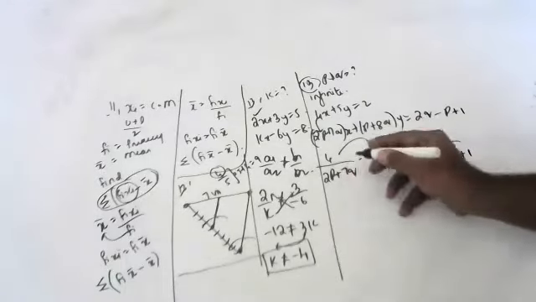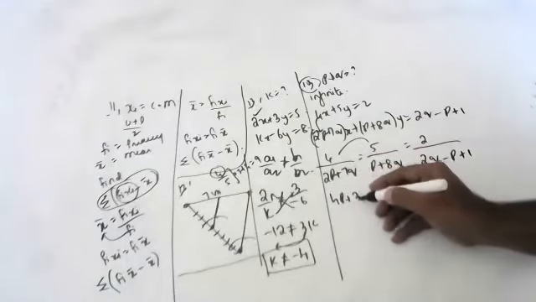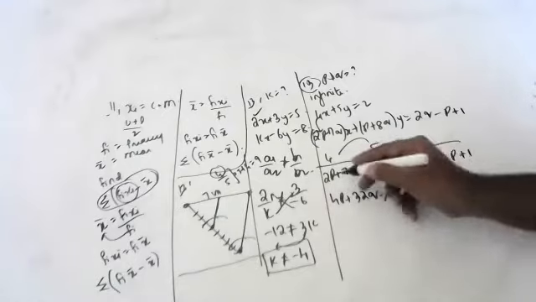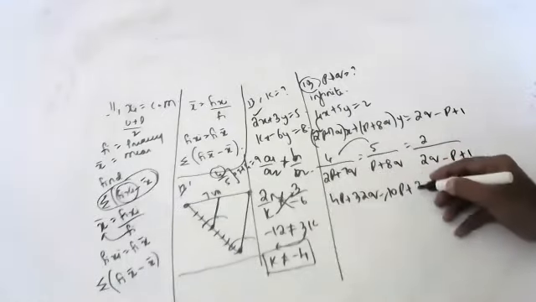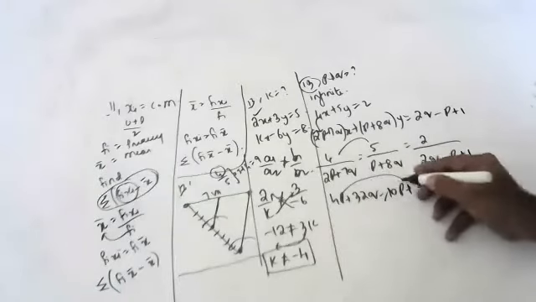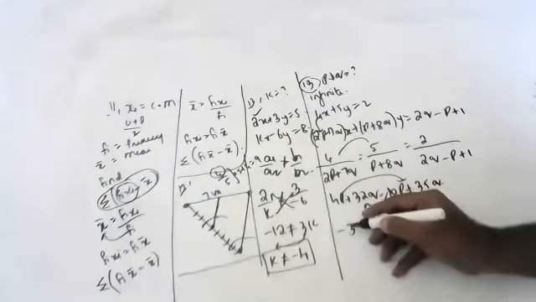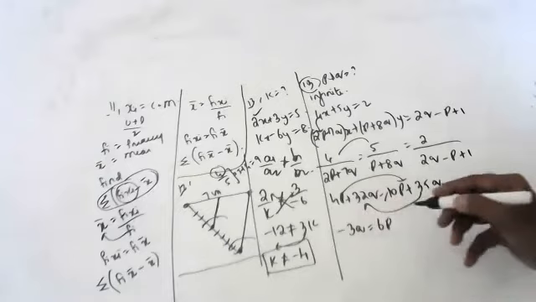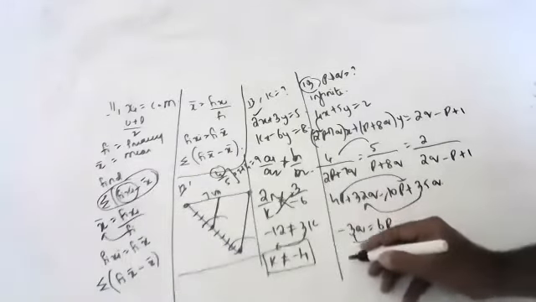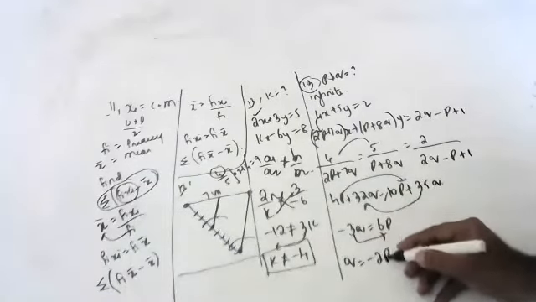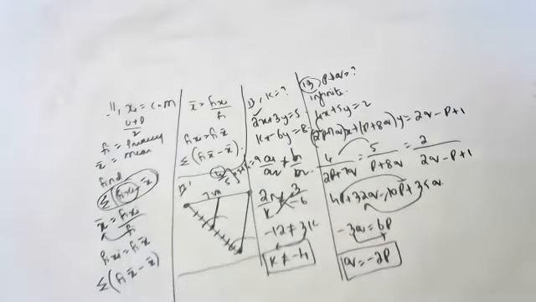If you equate this one, 4 into (p plus 8q), 4p plus 32q is equal to 10p plus 35q. This comes here, this goes here. Minus 3q is equal to 6p. So q is equal to minus 2p. This is one equation, children.